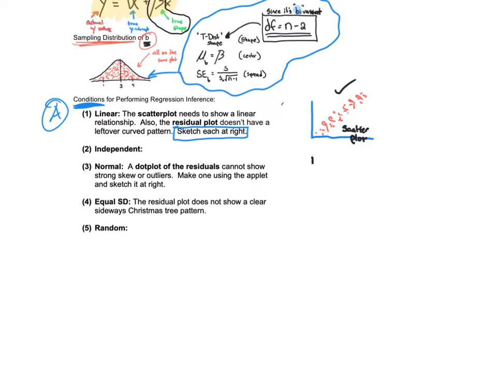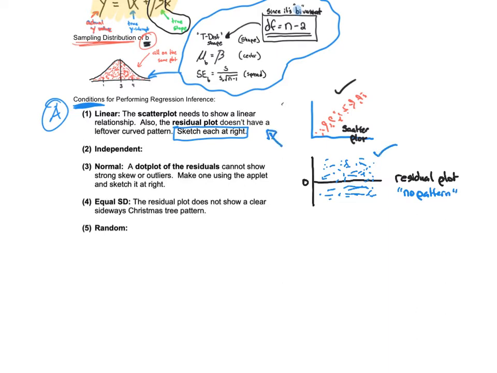Another thing you can do is look at the residual plot. Remember this from chapter 3. If we look at the residual plot and we don't see a pattern, that's the most important thing. I do not want to see a pattern involved in this at all. If you see a pattern, linear is no good. No pattern is good. So no pattern in my residual plot. Those two will help check for linearity.